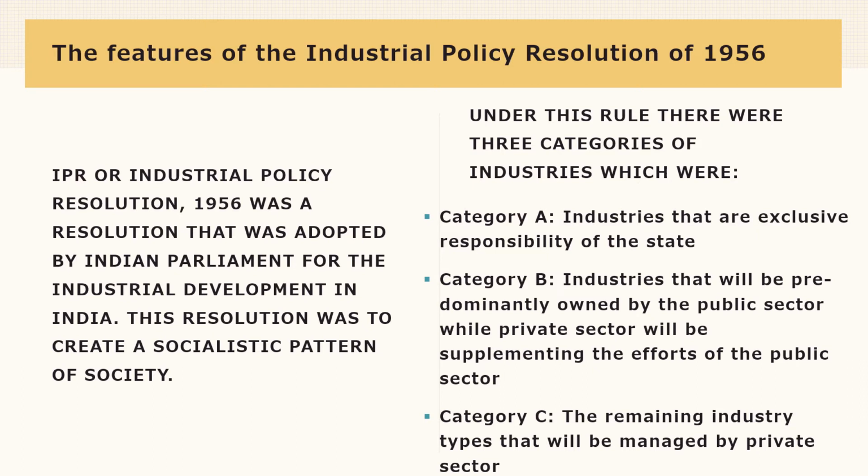Now, under this rule, there were three categories of industries, which were Category A, which included industries that are the exclusive responsibility of the state. In other words, all public sector undertakings would come under Category A. Then we had the Category B, which included industries that will be predominantly owned by the public sector.